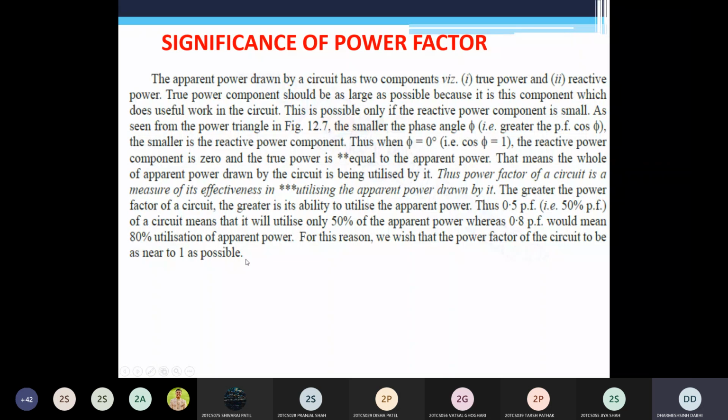For this reason, we wish the power factor of the circuit to be as near to 1 as possible. Then we can say your circuit power factor is good. Now, is it clear to all of you, the concept of power factor and its importance in the AC circuit? Yes, sir. Okay, so let's calculate an example related to this series RL circuit.